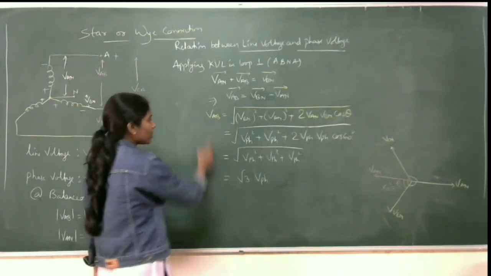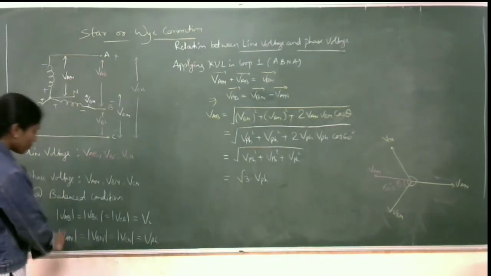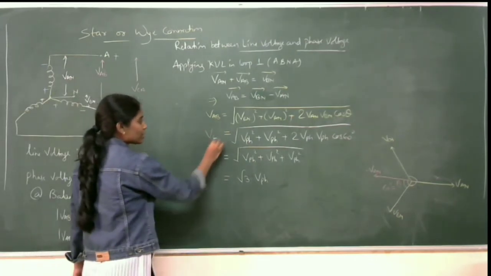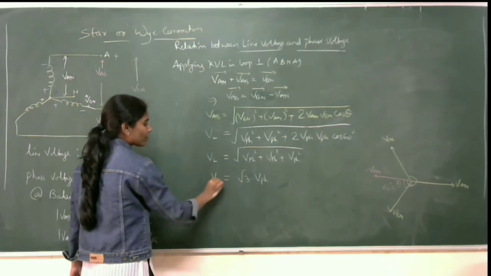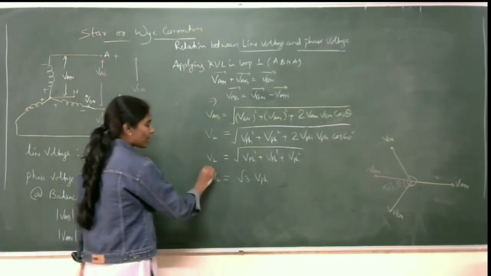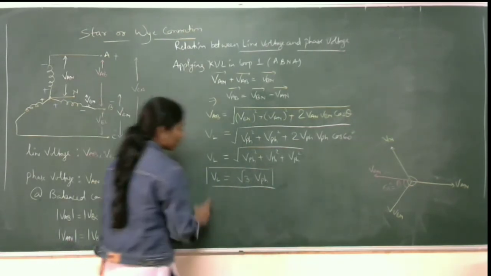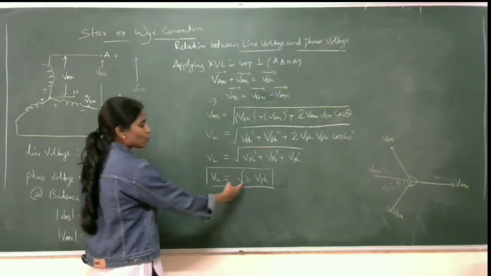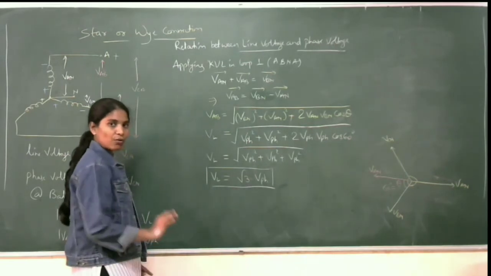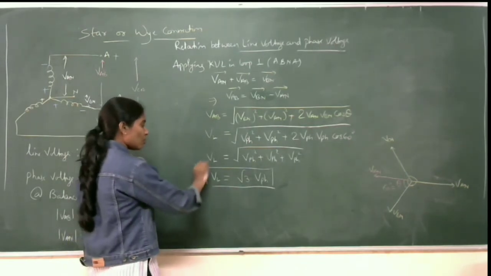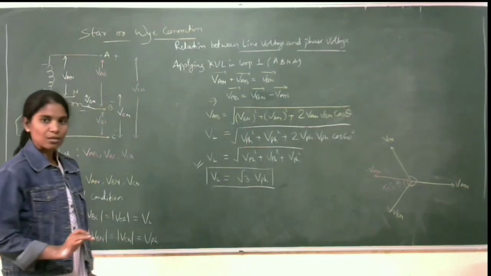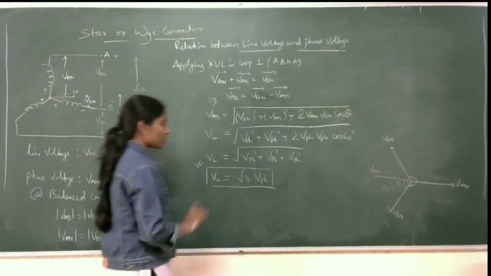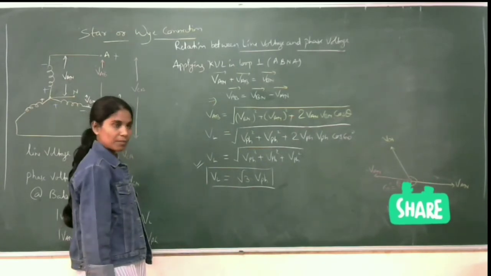Now what is this? That is VAB. So here I can write this as VN. So in general, we can have a conclusion that the line voltage and phase voltage relationship is like this: the line voltage is root 3 times the phase voltage of any three-phase system. This is true for all types of three-phase AC systems in balanced condition. So VL equals root 3 VPH. This is a very important conclusion for this relation.